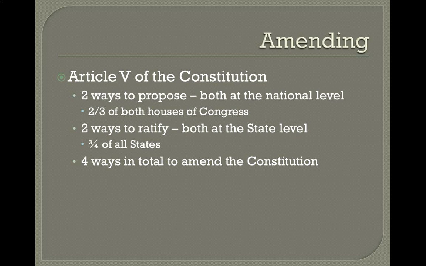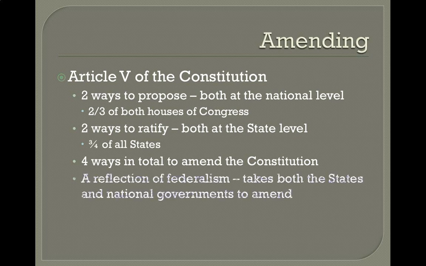So in essence, if you take a combination of the two ways to propose and the two ways to ratify, there are actually 4 ways in total to amend the Constitution.